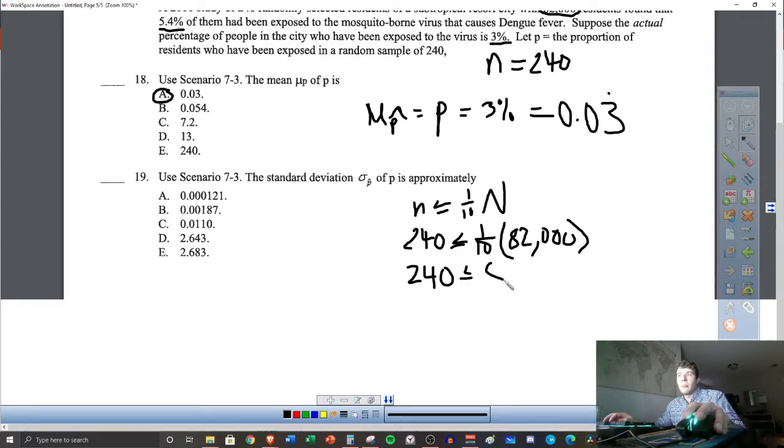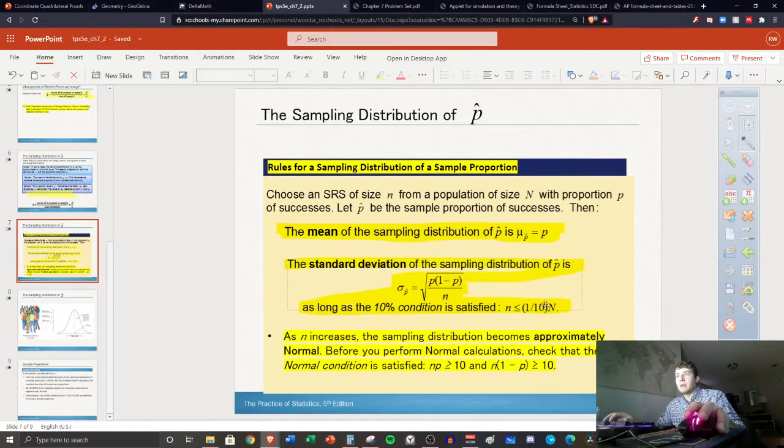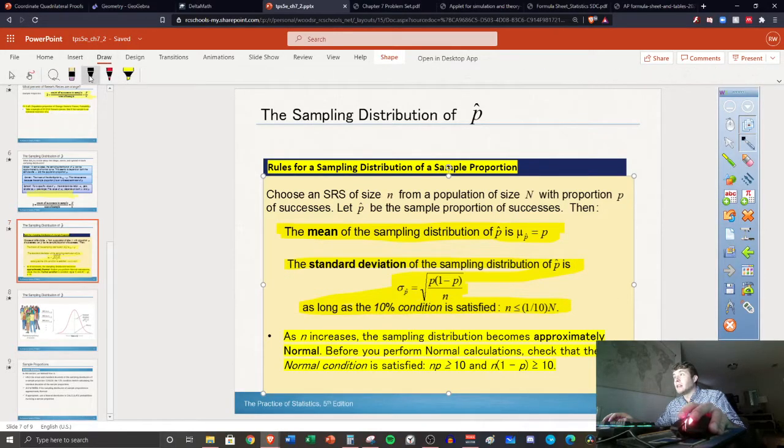Of course. Now, this is that independence rule, by the way. That's what the 10% condition is. I think that needs to be written on here. Let me actually draw that. You guys need to add that to your notes. This proves independence.